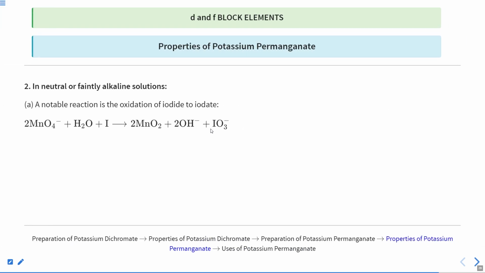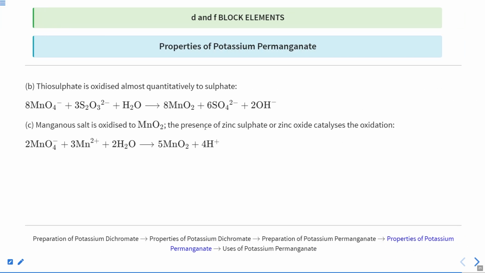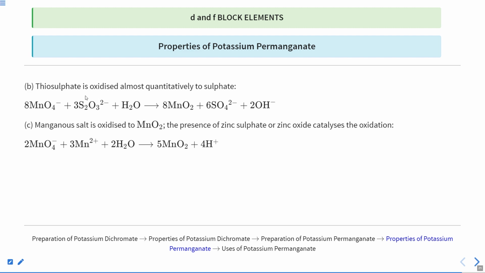If you talk about the neutral solution, iodide is converted to iodate, whereas thiosulfate is getting converted to sulfate, and at last Mn2 plus, that is manganese salt, is converted into MnO2, that is manganese dioxide. So this was for today's lecture.